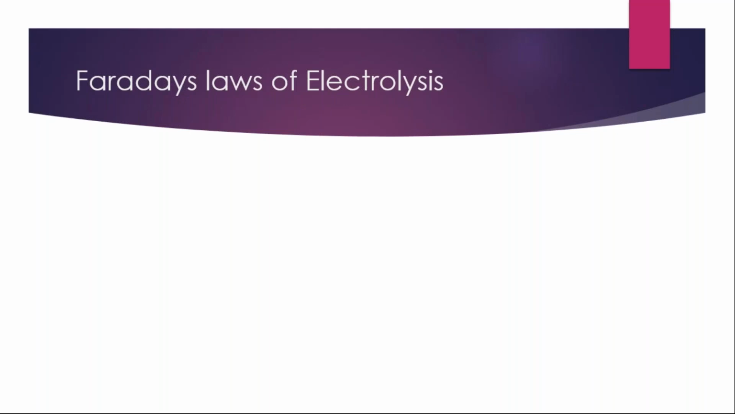Because of this, he came up with laws that fell into three factors, which include the magnitude of the current that is passed, the time of flow of this current, and number three, the charge of the ions of the elements liberated. Those are the three factors that Michael Faraday considered before he came up with the laws of electrolysis.